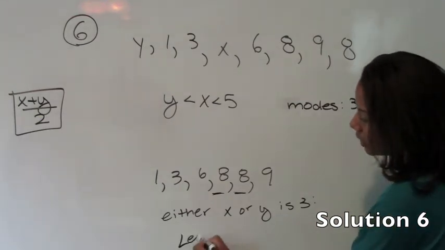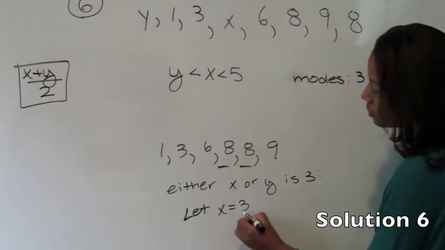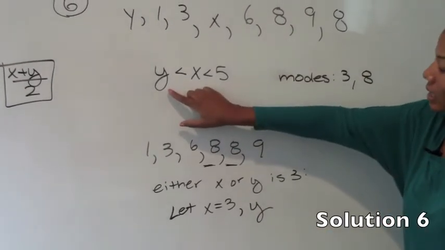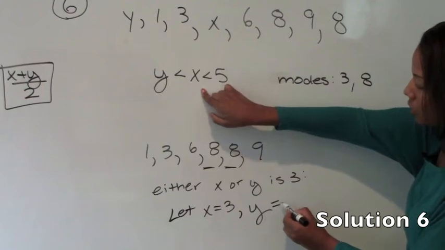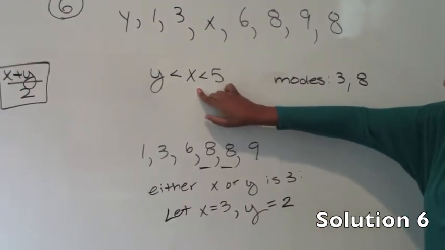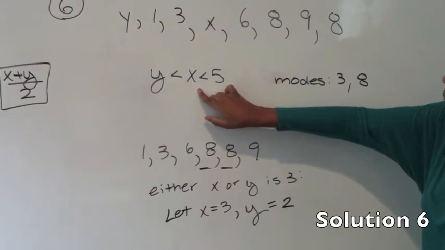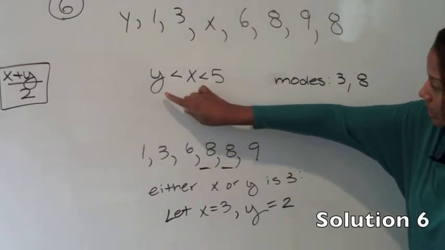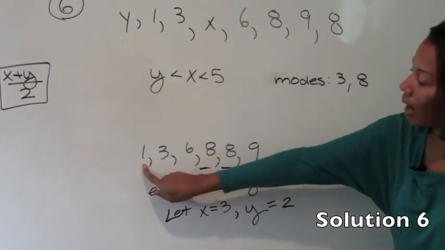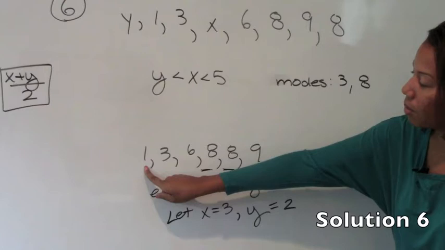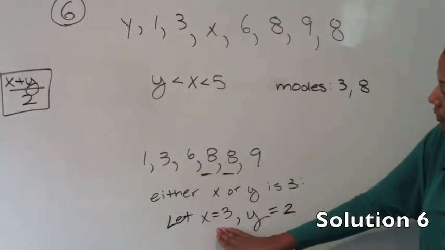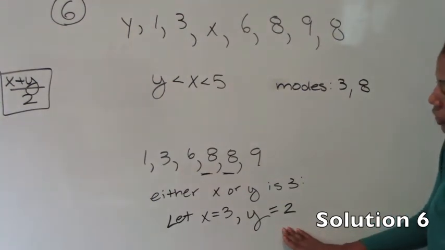Let x equal 3. If x equals 3, and we know that y is less than x, then y has to equal 2. The reason y has to equal 2 is because it cannot equal 1. Y is less than x. However, if y equaled 1, then we would have another mode. And the only modes are 8 and 3. Okay? So if x is 3, then y has to be 2.